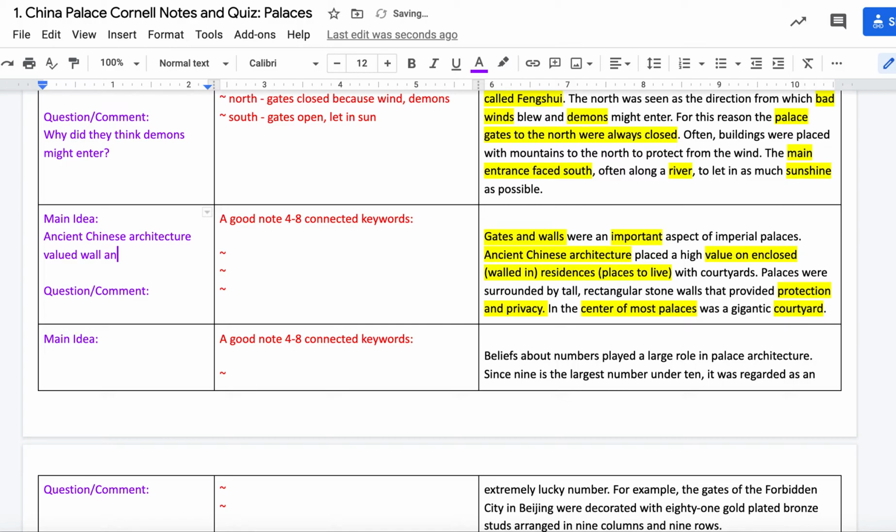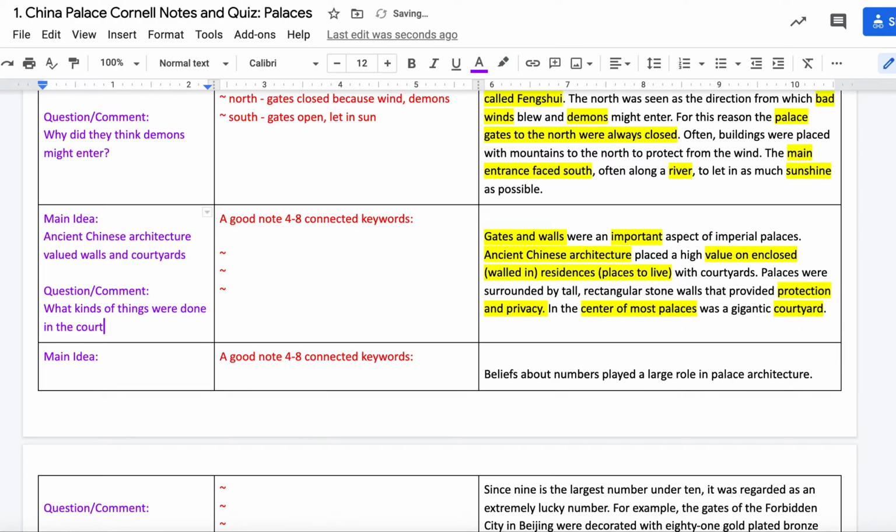So the main idea of this is that ancient Chinese architecture valued walls and courtyards. My question is, what kinds of things were done in the courtyards?